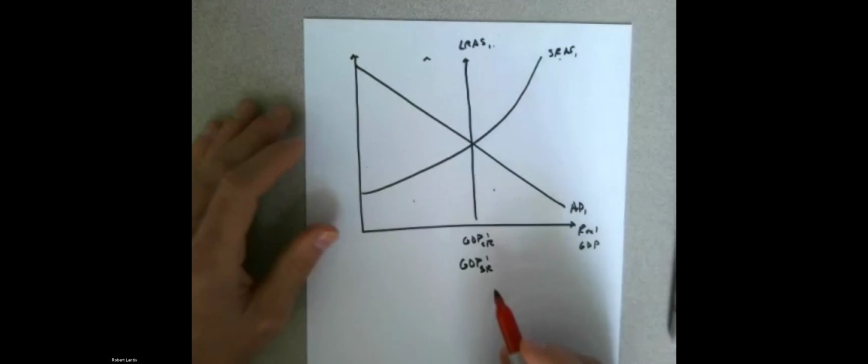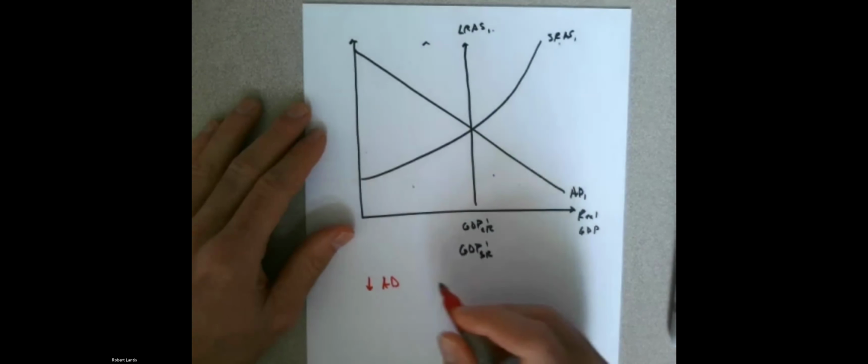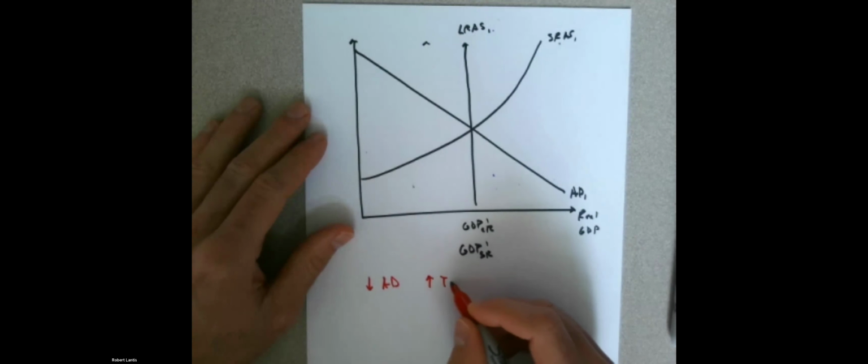But let's say the government thinks there's going to be an inflationary gap, so they're preemptively trying to lower GDP. So if we wanted to lower real GDP, we need to decrease our aggregate demand curve. How can we do that? Well, we can increase taxes.